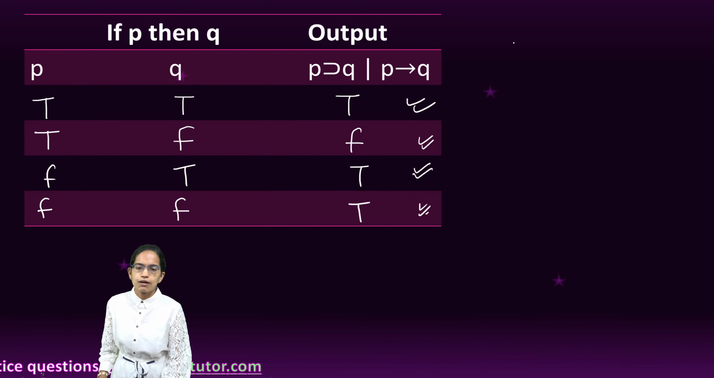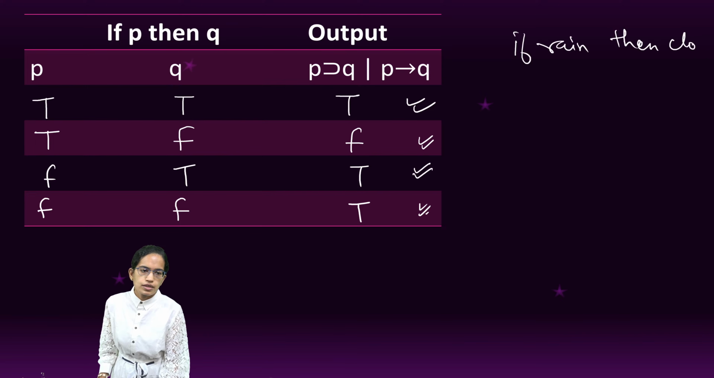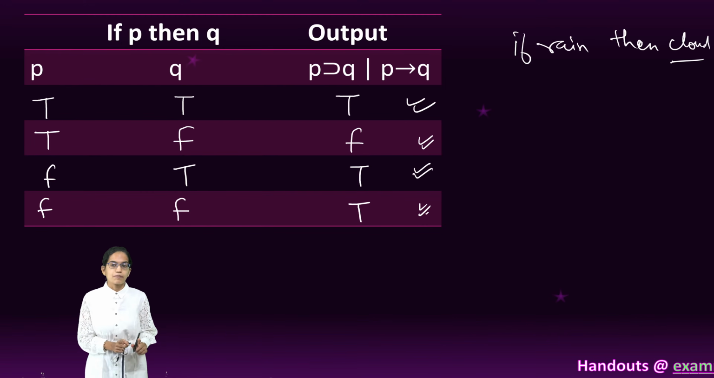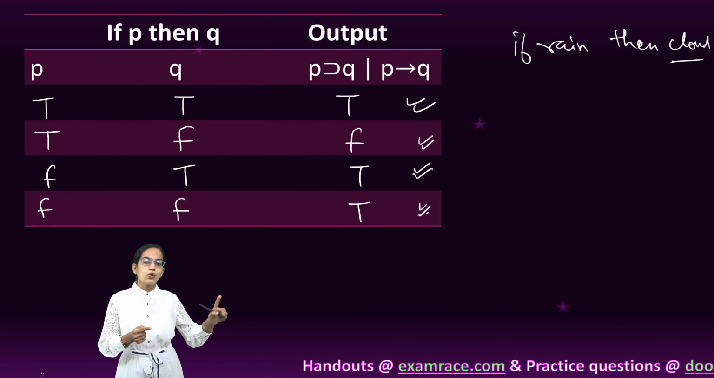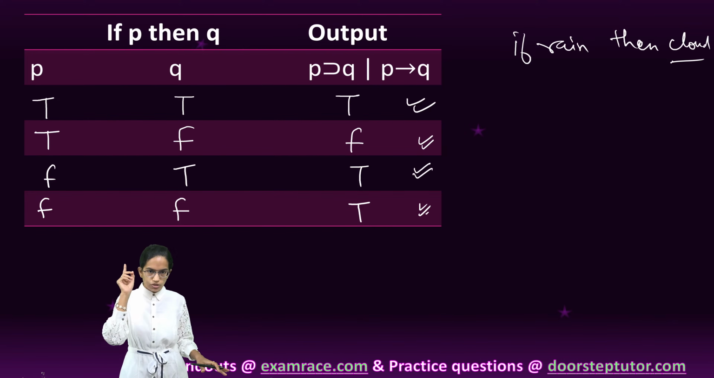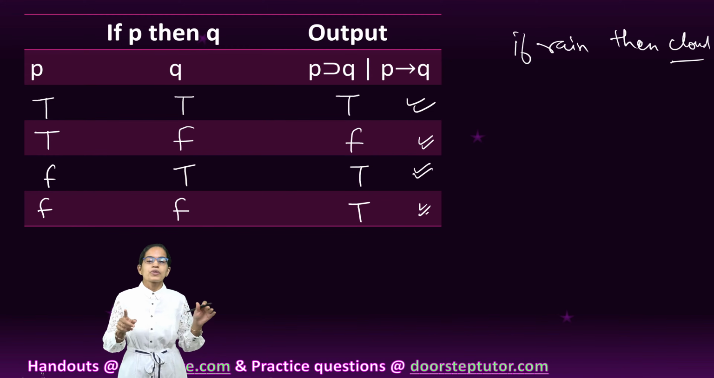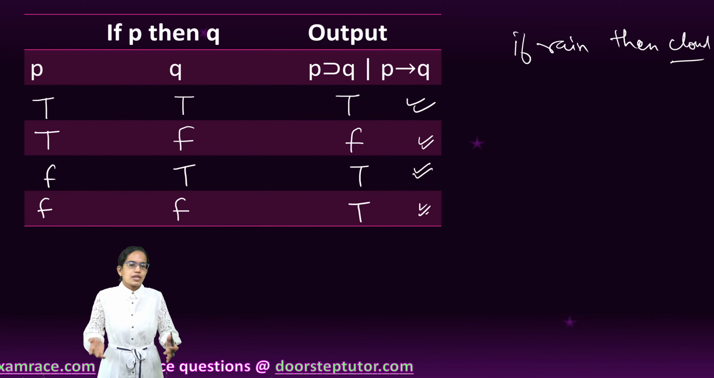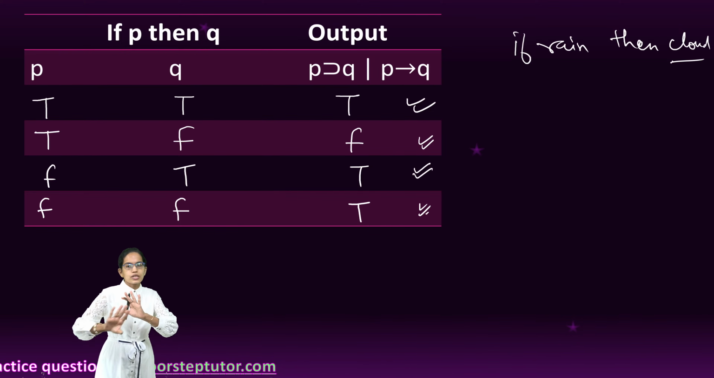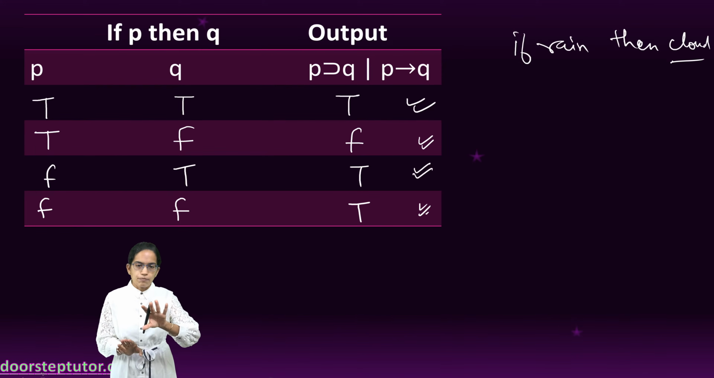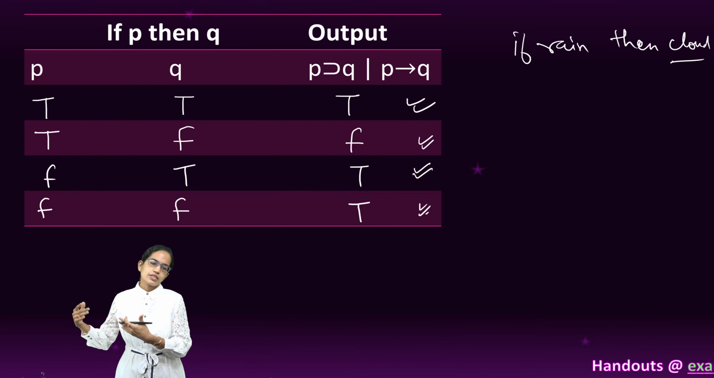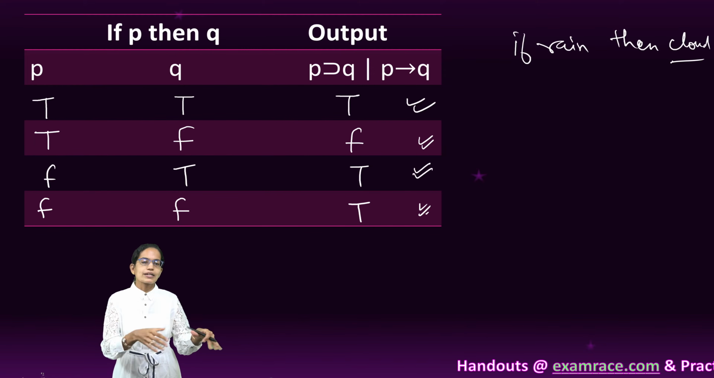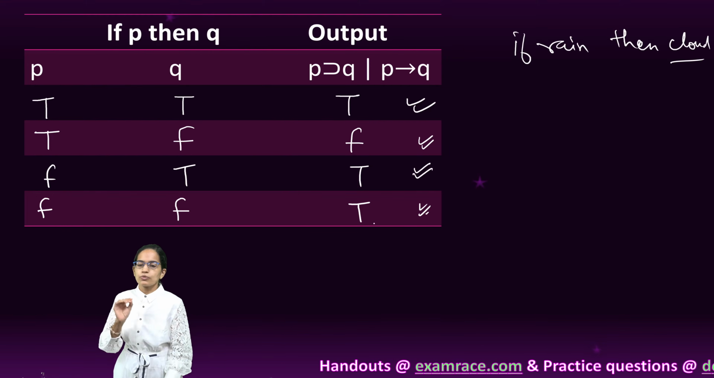I take another example for it. If rain, then cloud. That means this is true when if there is rain, then there has to be cloud. If there is rain, then no cloud is definitely false, because if there is rain, there has to be cloud. But if there is no rain, I cannot say anything. I am claiming right now only about if rain then cloud. So if no rain, there can be cloud, there can be no cloud, but the result can be true. Okay, so my output would be true.